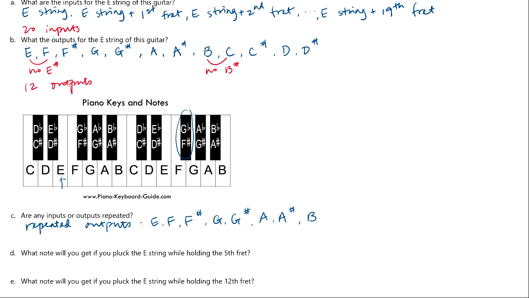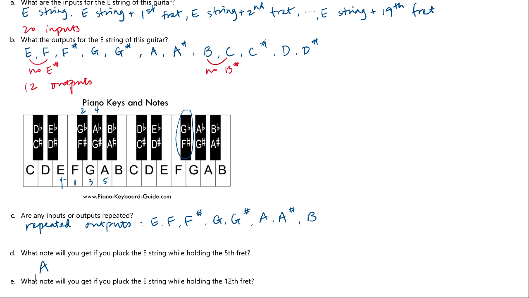So we know that if you don't hold down any fret, we are at E, and then the next one, that means that's the 1st fret, 2nd fret, 3rd fret, 4th fret, and 5th fret over here while we're plucking the E string. And that means the note we would get is A over here if we just number it.